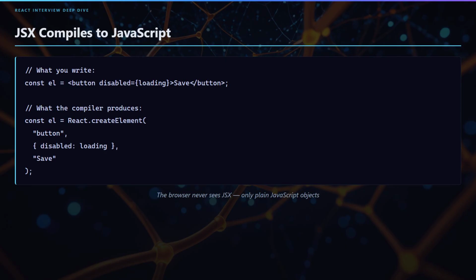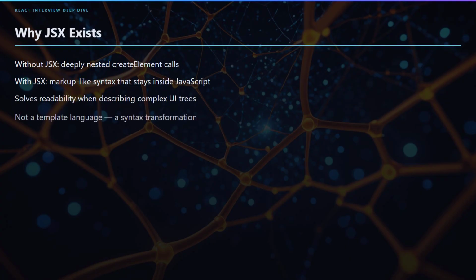When you write a button element with a disabled prop, the compiler transforms it into React.createElement called with the string button, a props object, and the child text. The browser never sees JSX. It only sees JavaScript. Why does JSX exist?